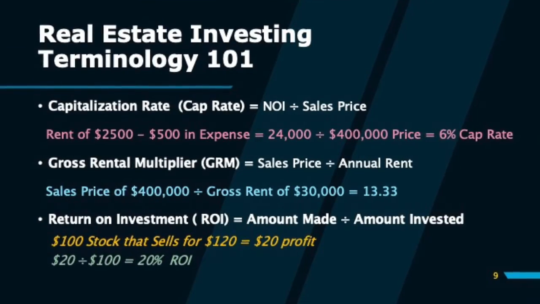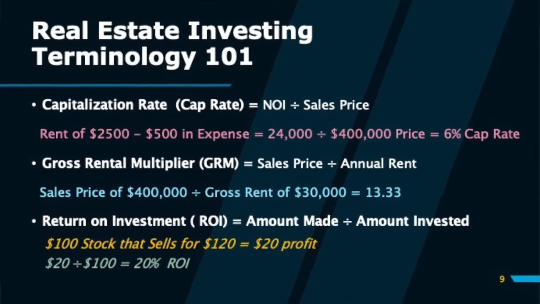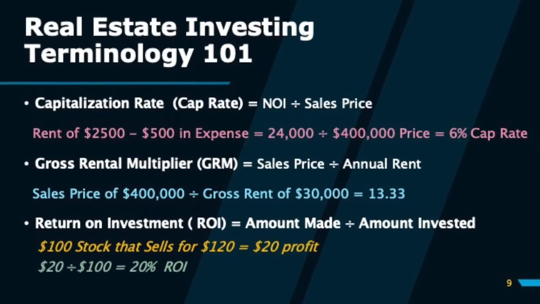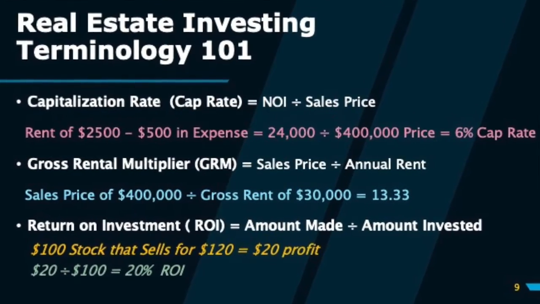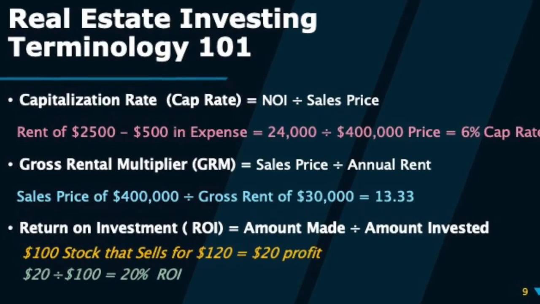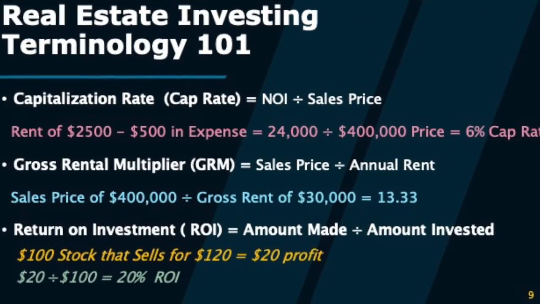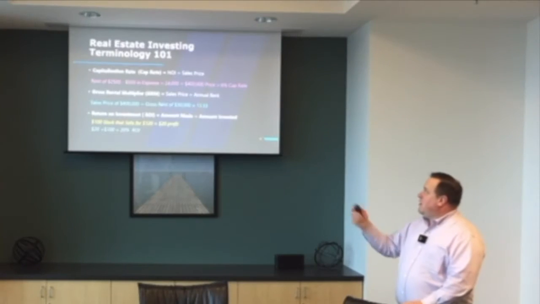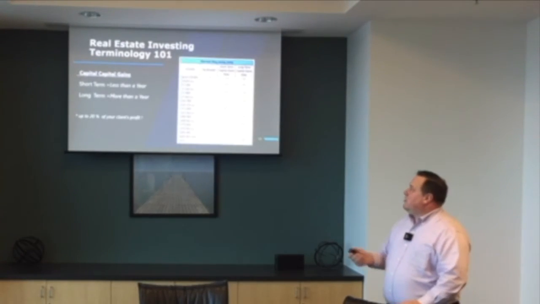A $100 stock that sells for $120 means you got a $20 profit. We're all okay with that, right? And $20 profit divided by the $100 it took for you to get that profit is your return on investment. Everybody good with that? All right, then we're going to jump into a little bit more.